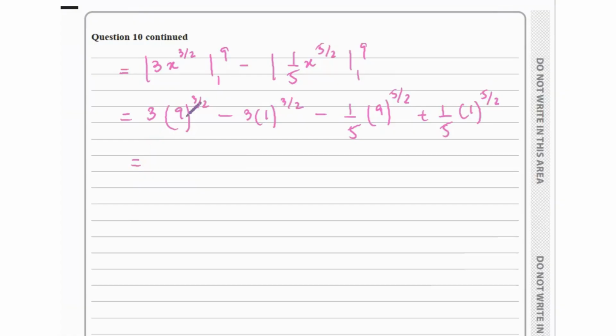That gives us, so 9 is 3 squared, so it's going to be 3 cubed, which is 27, times 3, 81, minus 3. Again, 3 squared, so 3 to the power of 5, which is 243. So 243 over 5 plus 1 over 5. 81 minus 3 is going to be 78, minus 242 over 5, which gives us a value of 148 over 5. That is the exact area of the given shaded region.